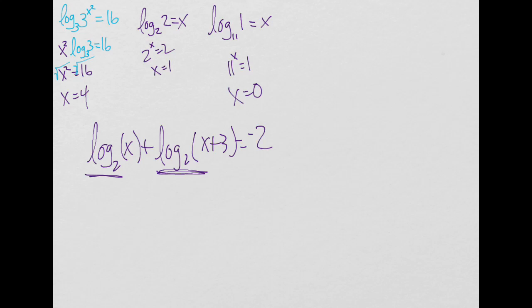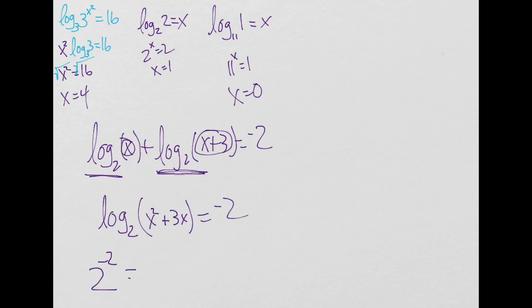But when you are adding two logs of the same base, you can write it as one log with the two arguments multiplied together. So with x multiplied by x plus 3. So x times x is x squared, x times 3 is 3x, and we can keep going. Now, we are going to use our if and only if statement to rewrite this. So, take your base, which is 2, raise it to the power of -2, because that's what this log equals, and that will equal your argument, which is x squared plus 3x.